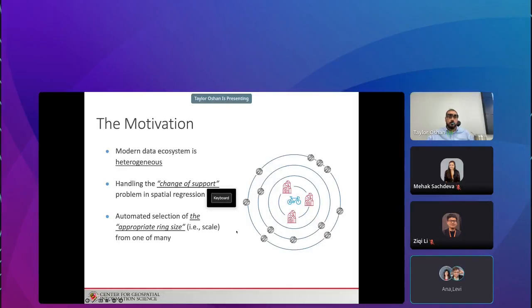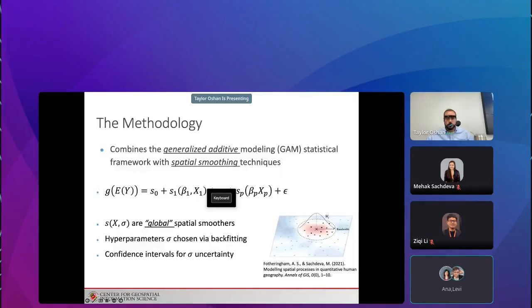So those are the open problems that we're looking at: this idea of change of support, and also how you select this appropriate distance or ring size. The methodology itself, generalized additive spatial smoothing, combines the idea of generalized additive modeling, a really general statistical framework, with the idea of spatial smoothing.